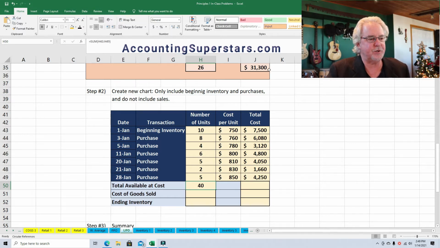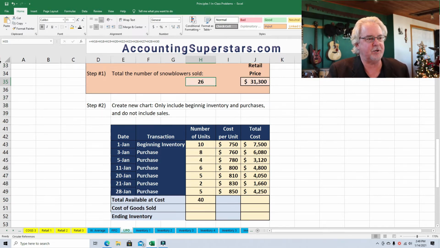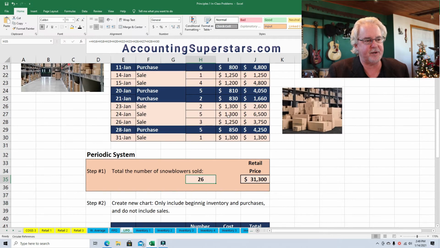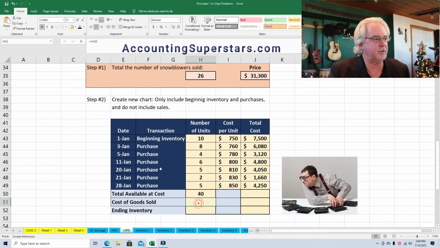Now the cost of goods sold: how many snowblowers were sold? Well, we figured that out right up above here. The number of snowblowers sold was 26, and we figured that out from the upper chart. In the upper chart, we just counted how many snowblowers were sold in the pink salmon color. So coming down here, 26 were sold.